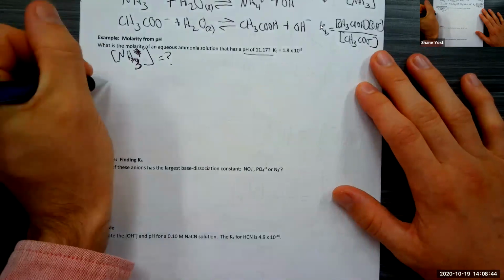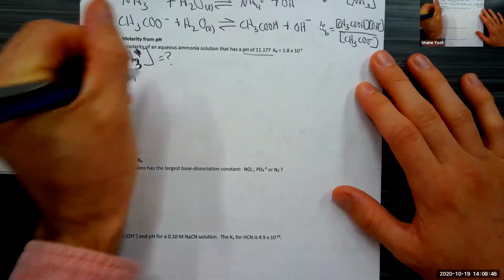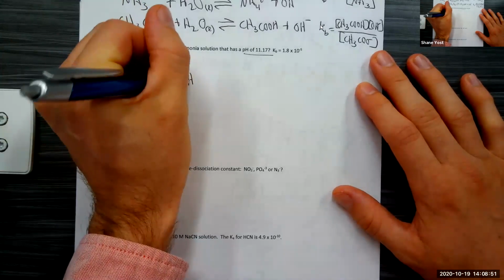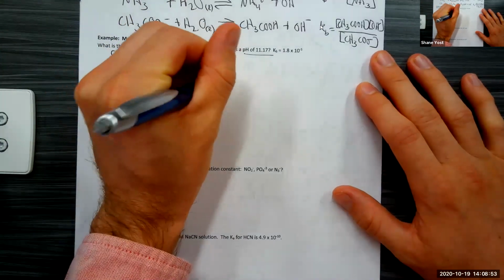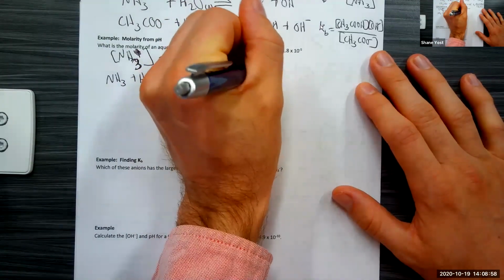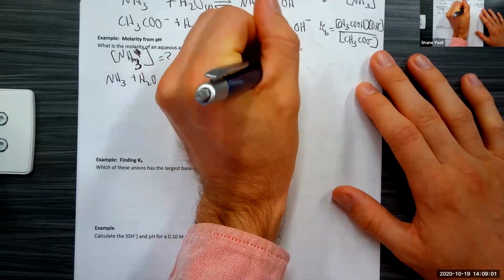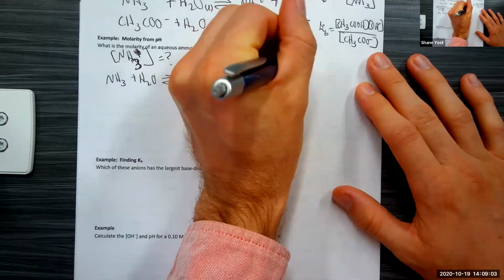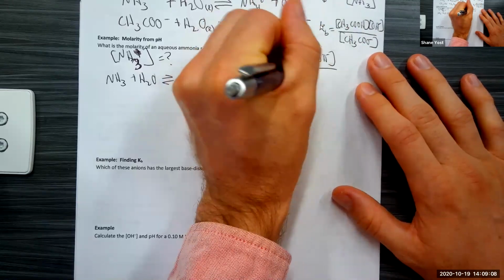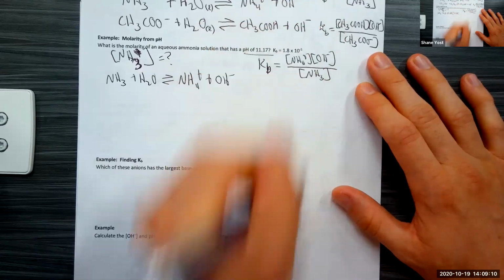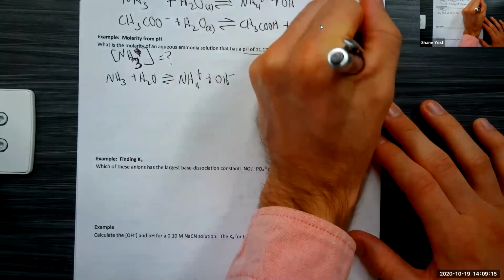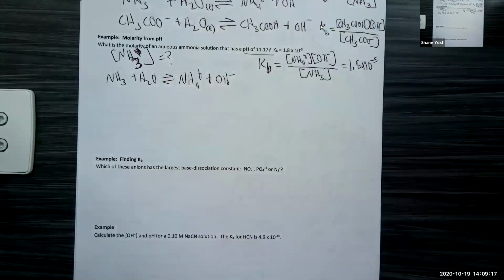So again, this NH3 is a weak base. It reacts with water to form ammonium, NH4 plus, and OH minus. And Kb then has an expression equal to the concentration of NH4 plus times the concentration of OH minus, all over the concentration of NH3. And that equals 1.8 times 10 to the minus 5. That's given in the problem.